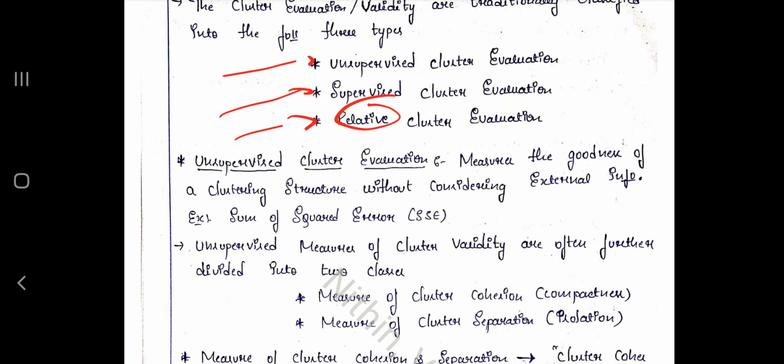For the relative I told you, you will write the definition. After that give an example. K means can be done by two ways. The first one is SSE, second one is the other one which they are given.